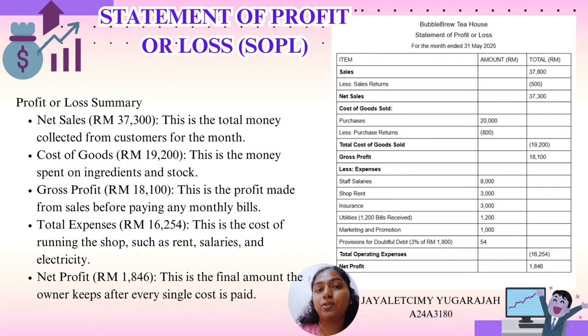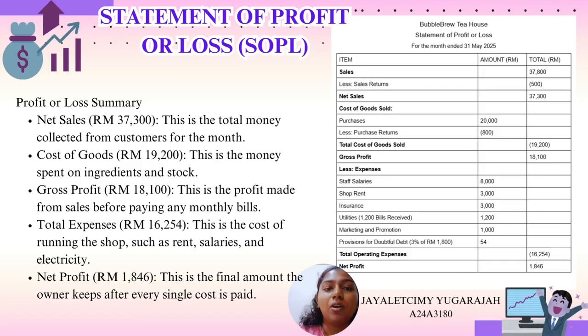The cost of goods sold amounted to RM19,200, which includes the cost of ingredients and stocks used to produce the drinks. After deducting the cost of goods sold from net sales, the business earned a gross profit of RM18,100. Next, the business incurred total operating expenses of RM16,254, which consists of staff salaries, shop rent, insurance, utilities, marketing expenses, and provision for doubtful debts.